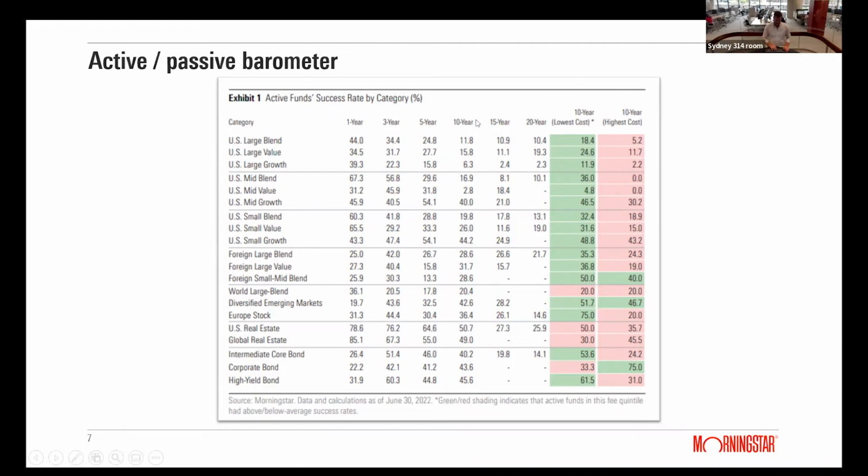So basically what this says, and we look at US large blend, so that's value and growth, only 18.4% of active managers are beating the benchmark. And that's in the lowest cost. And then of course, when we get into those highest cost funds and ETFs, we can see it's even lower. So a couple of things should stand out in this report: there are only a couple of categories where more than half of the managers are beating the benchmark in the low cost portion.